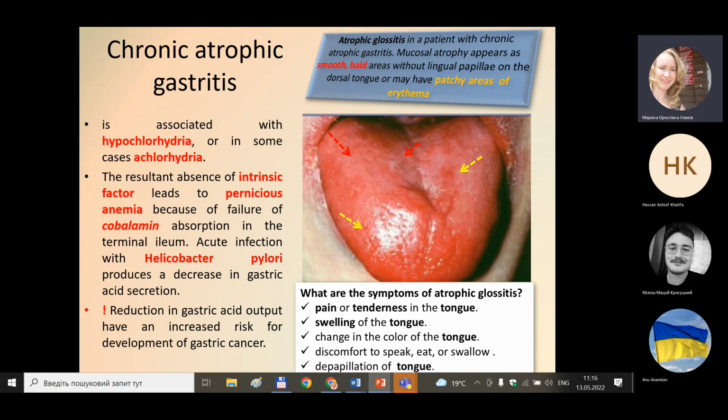What are the symptoms of atrophic glossitis? They are pain or tenderness in the tongue, swelling of the tongue, change in the color of the tongue, discomfort to speak, eat or swallow, depapillation of the tongue.